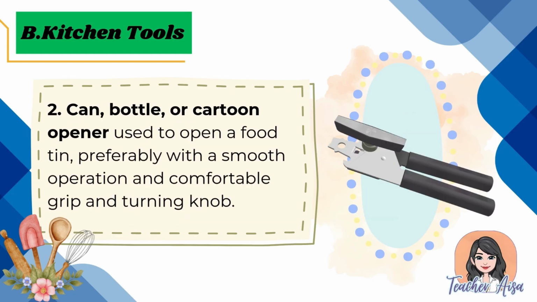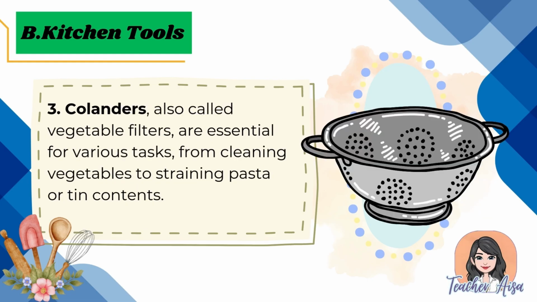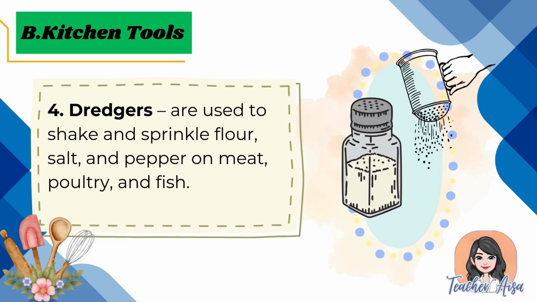2. Can, bottle, or carton opener. Used to open a food tin, preferably with a smooth operation and comfortable grip and turning knob. 3. Colanders, also called vegetable filters, are essential for various tasks, from cleaning vegetables to straining pasta or tin contents. 4. Dredgers are used to shake and sprinkle flour, salt, and pepper on meat, poultry, and fish.